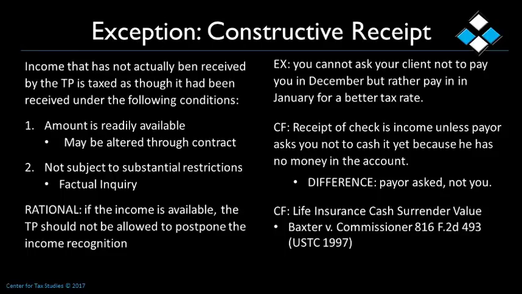Now there is an exception to this rule. The exception is constructive receipt. Income that has not actually been received by a taxpayer is taxed as though it had been received under the following conditions. So the amount must be readily available to the taxpayer. The taxpayer may alter this though through contract, and there is no substantial restriction. Now this is a factual inquiry.